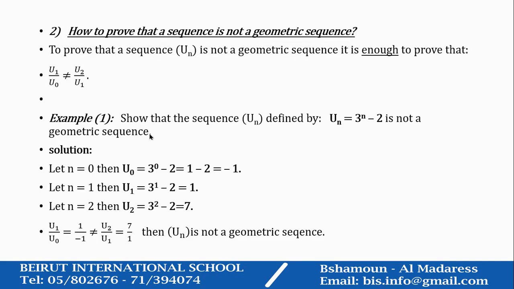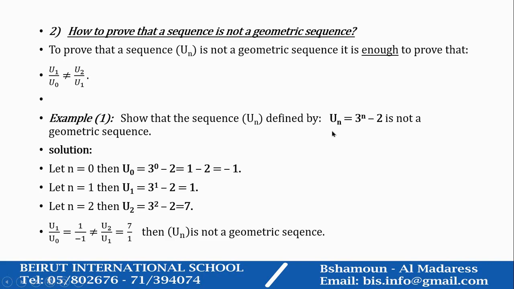How to prove the sequence is not geometric is easier. We don't have to do it in general. It is enough to give a counter example. For example, you have a sequence Un equals 3 to the power n minus 2. To prove it is not geometric, it's enough to give a counter example. You find U0, U1, U2, U3, any three consecutive terms.